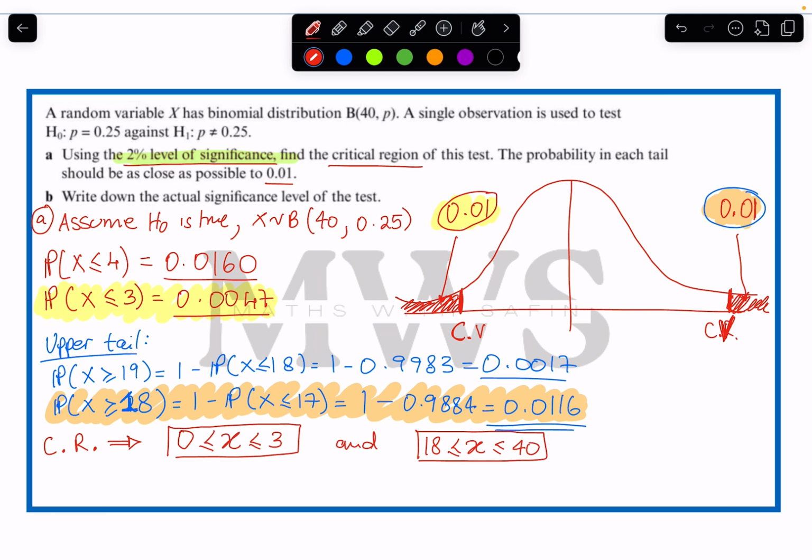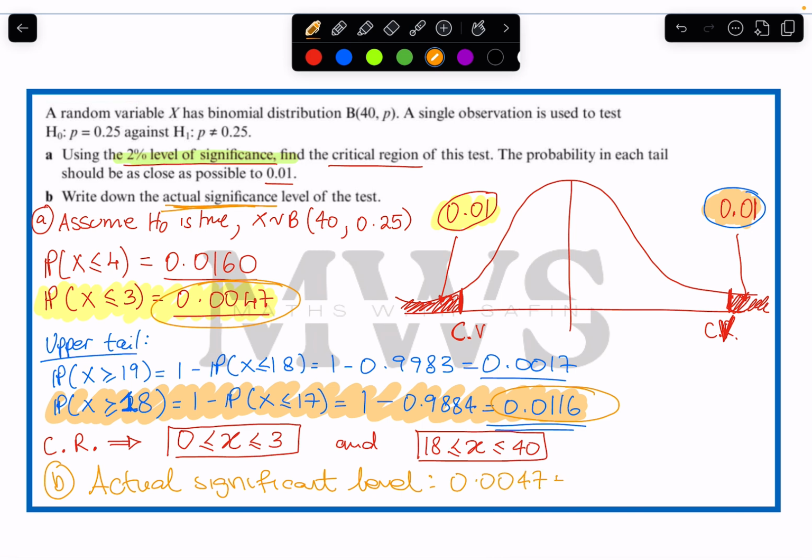And then, to conclude this question, what do we need to do for part B? Part B is telling us to write down our actual significance level. The actual significance level is the probability that we use for our critical region. In this case, that would be 0.0047 and 0.0116. So the actual significance level will be 0.0047 plus 0.0116, and therefore that adds up to 0.0163, which is equivalent to 1.63%.